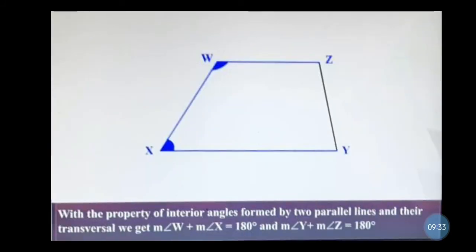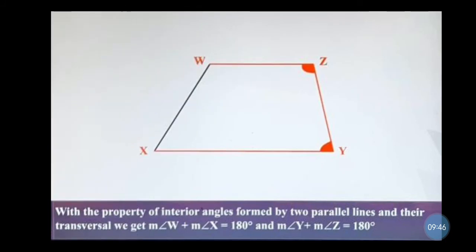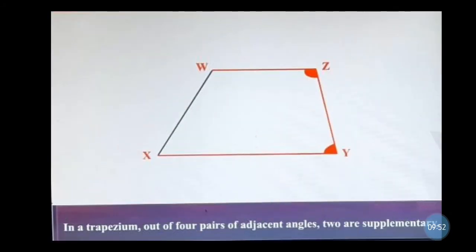With the property of interior angles formed by two parallel lines and their transversal, we get measure of angle W plus measure of angle X as 180 degrees. Similarly, measure of angle Y plus measure of angle Z is equal to 180 degrees. In a trapezium, out of the 4 pairs of edges and angles, 2 are supplementary, that is 180 degrees.